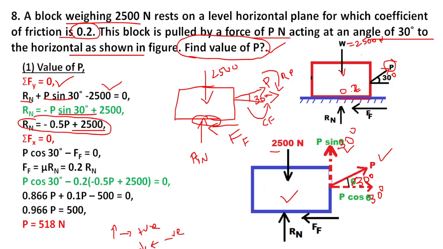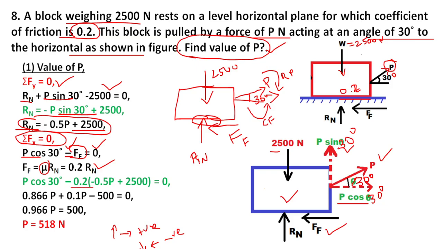Now the horizontal forces: the sum of Fx is equal to 0. The horizontal forces are P cos theta and the frictional force Ff. So P cos 30 minus Ff is equal to 0, where the backward force is negative and the forward force is positive. Ff is equal to mu Rn, so mu is 0.2 into Rn. So P cos 30 equals Ff, which is 0.2 Rn.